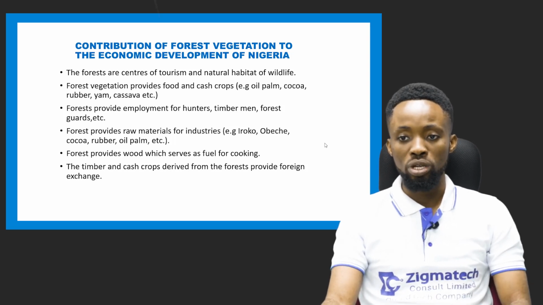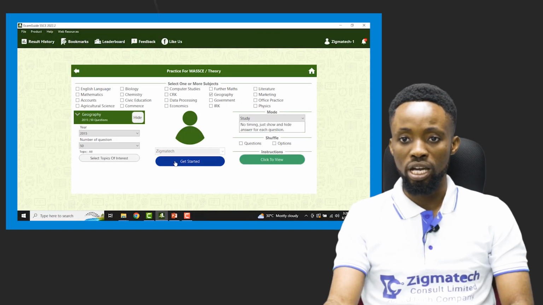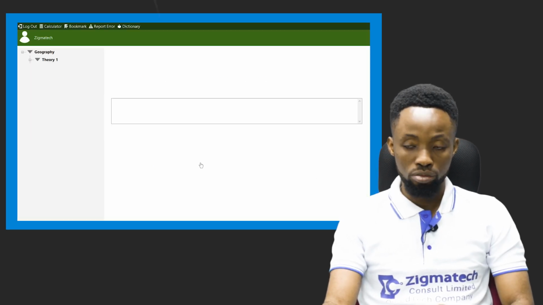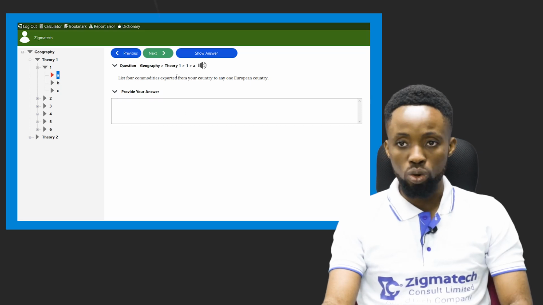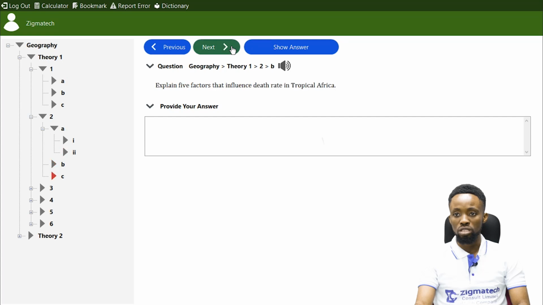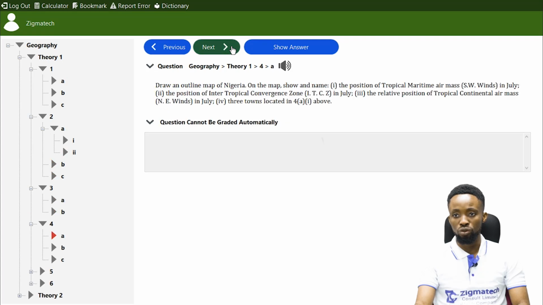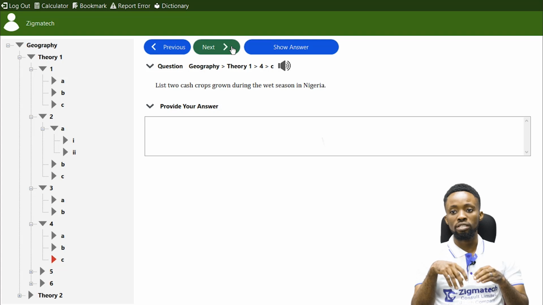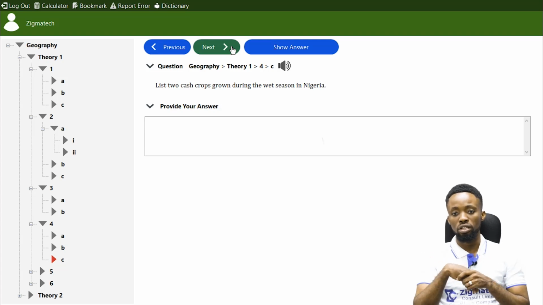So let's quickly look at the exam guide. So we're going to pick a question from the exam guide from 2015. Let's look at question number 4B and 4C. Let's look at question number 4C. Now it says, list 2 cash crops grown during the wet seasons in Nigeria. So a good example of that is the cocoa.